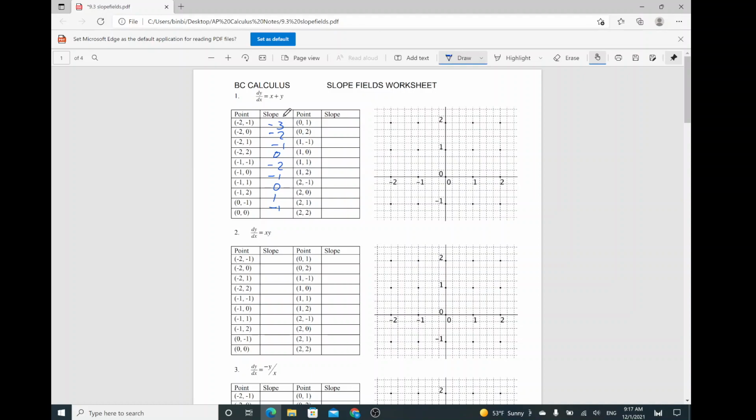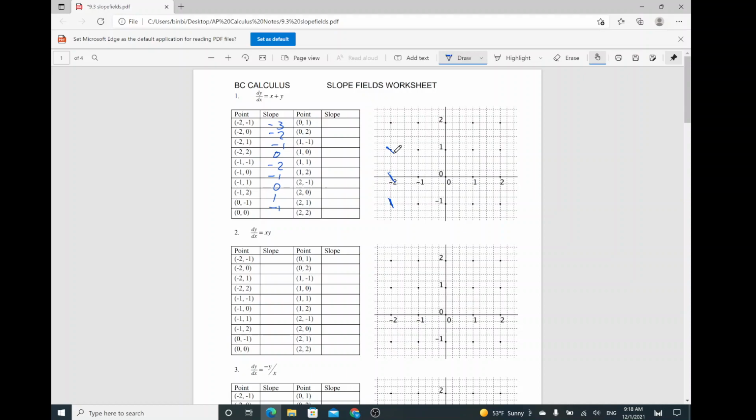Whatever the position, we find the slope and set up the slope field, the instantaneous rate of change. At (-2, -1) down here, the slope is -3, so that means going down this way. Then (-2, 0) is -2. And then (-2, 1), all the way up here, is -1.